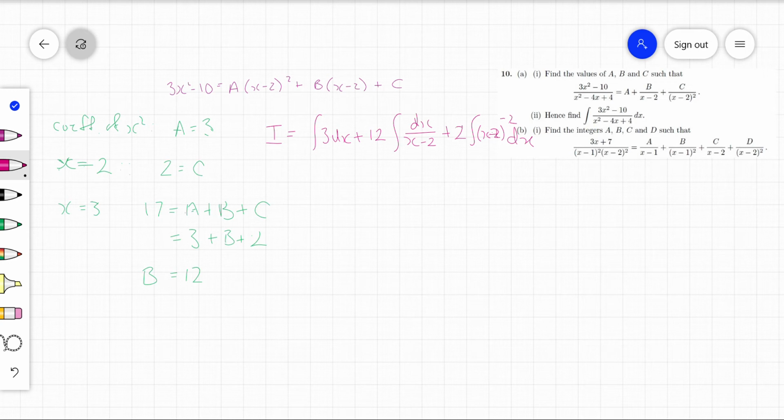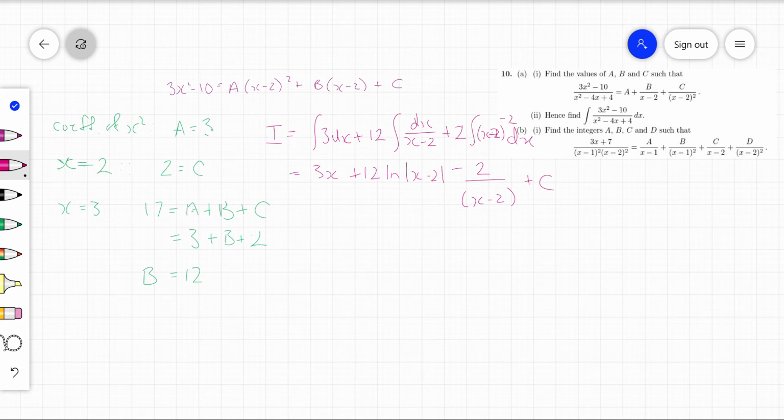Alright, so when we integrate we get 3x for the first one. The second one we've got 12 log x minus 2. And the last one, we're adding 1 to the power, so we get negative 1, and we're dividing by negative 1. So now we've got a negative 2, and the power is now negative 1, which brings it down here. Don't forget plus c. So that would be your answer for that one.